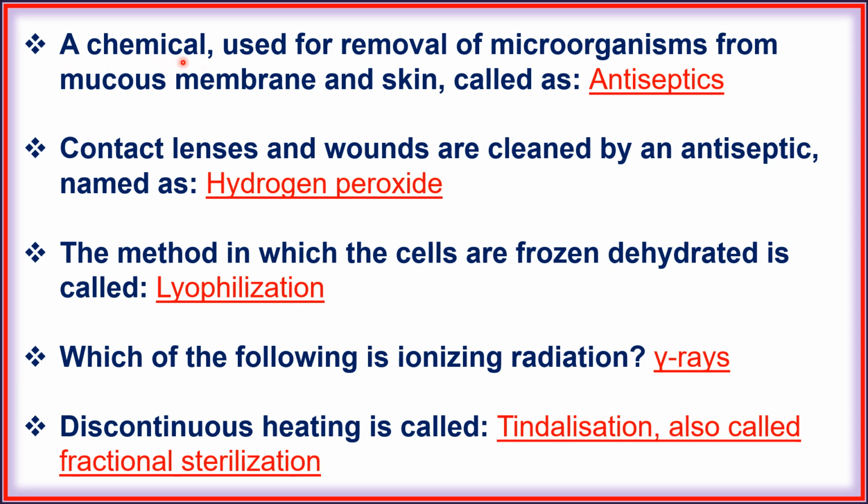Next, a chemical used for removal of microorganisms from mucous membrane and skin is called an antiseptic. Next, contact lenses and wounds are cleaned by an antiseptic named hydrogen peroxide. Next, the method in which the cells are frozen and dehydrated is called lyophilization. Next, which of the following is ionizing radiation? That is gamma ray.